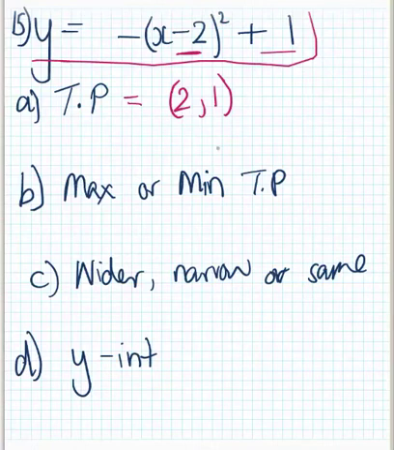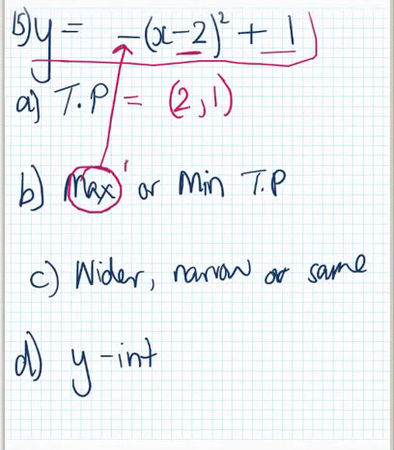Next, B asks us, is the turning point a maximum or a minimum? To know this, is there a negative outside the bracket taken out as a factor? Yes, there is. This negative here indicates that it is going to be a maximum turning point. So that negative out there tells us it's going to be a maximum, so a hill with a maximum or highest point. If there was no negative, it would be a minimum turning point.